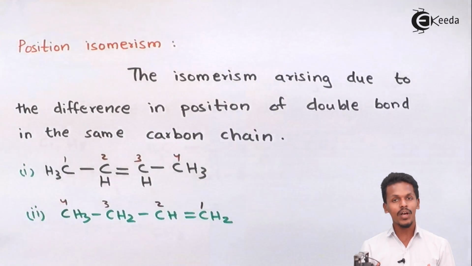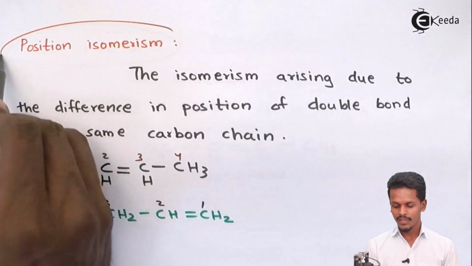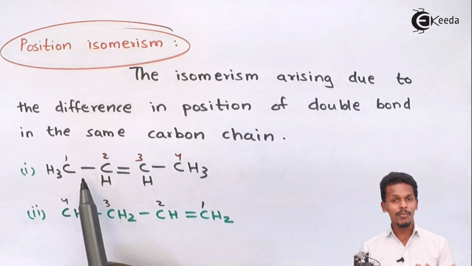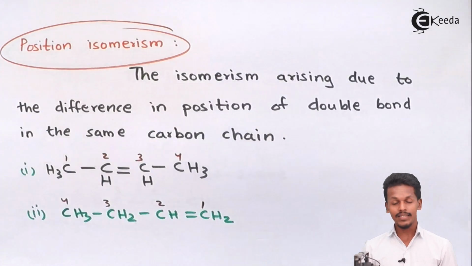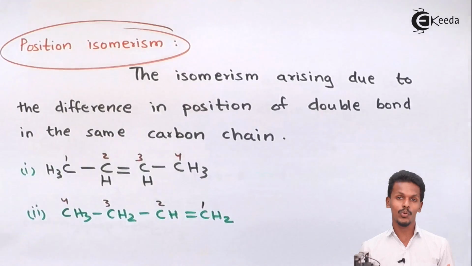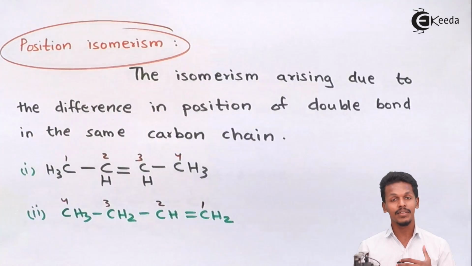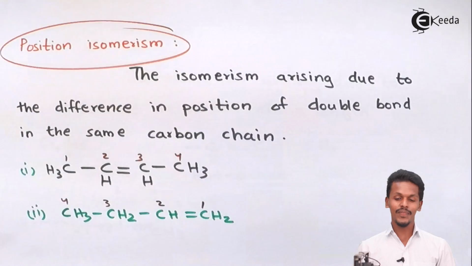So that's the reason these two are called position isomers. Talking about the name, it would be very easy to discuss: the name of this would be but-2-ene, while in this case it would be but-1-ene, or basically butene. So this makes them isomers of each other, and more specifically position isomers of each other. So that's the structural isomers that we have talked about.